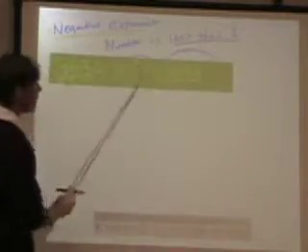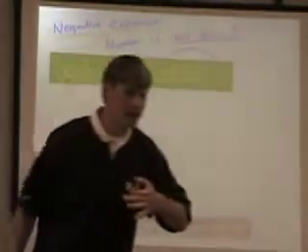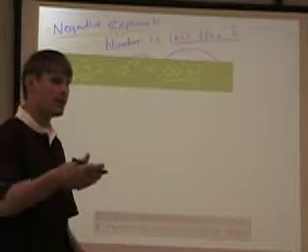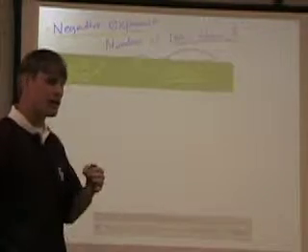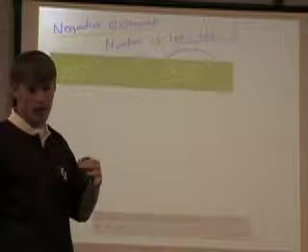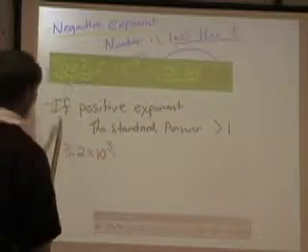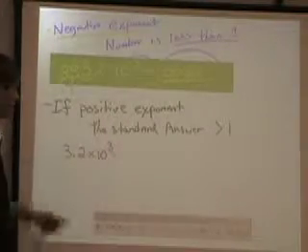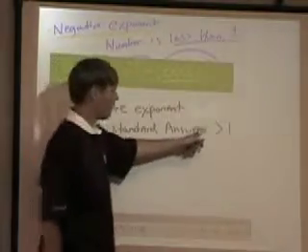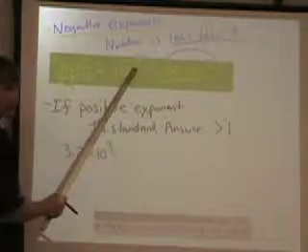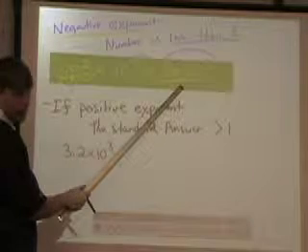Now if it's a positive exponent, you move the decimal in an opposite direction. Okay? So if it's a positive exponent, the answer will be less than or greater than 1? Greater than 1. So let's write that down. So our rule is, if I have a positive exponent, the standard answer will be greater than 1. Here I have a negative exponent, so my answer is less than 1.